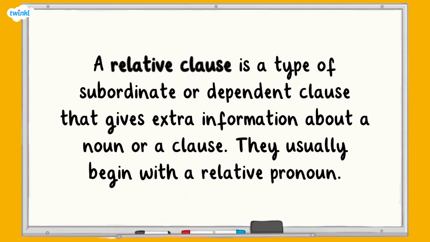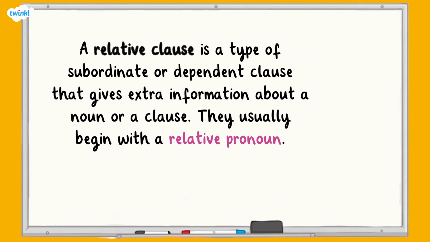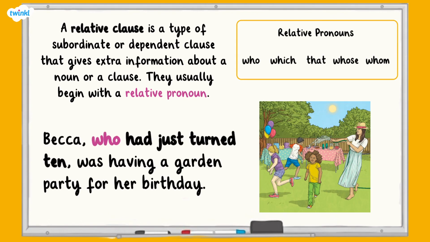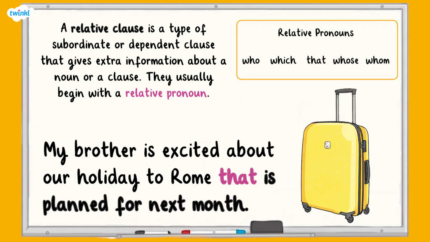A relative clause is a type of subordinate or dependent clause that gives extra information about a noun or a clause. They usually begin with a relative pronoun. Becca, who had just turned 10, was having a garden party for her birthday. My brother is excited about our holiday to Rome that is planned for next month.